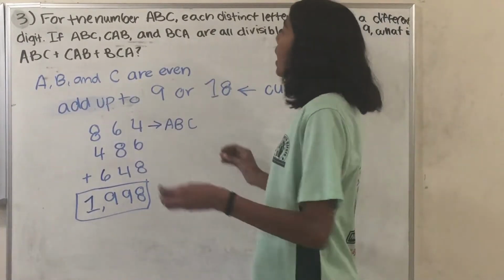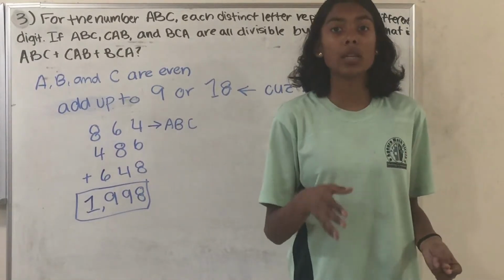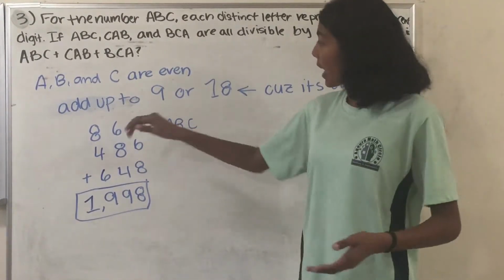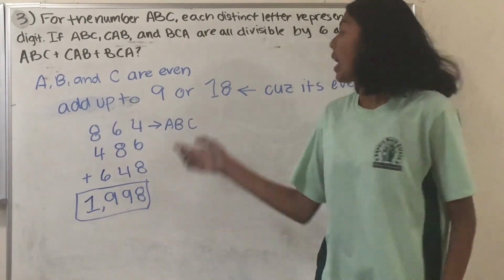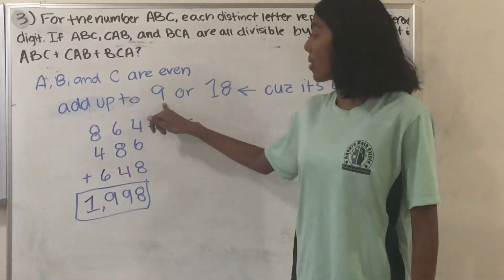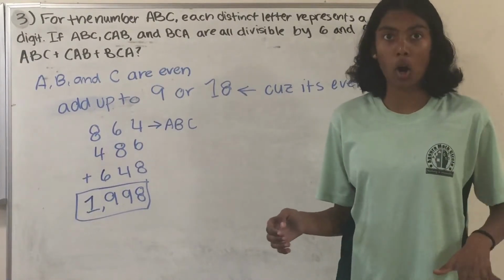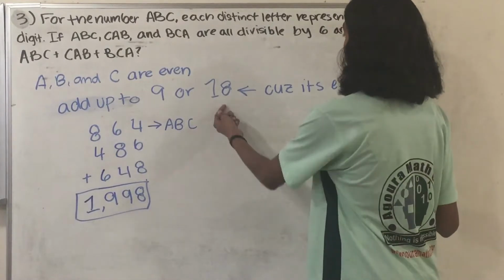So we have that. And then to be divisible by 9, the sum of their digits has to be divisible by 9. So they can either add up to 9 or 18, because any more than that, they won't be able to reach it. And they have to add up to 18 because they're all even. The only way we'd be able to get to 9 is if 2 are even and 1 is odd, or all of them are odd. But our sum has to be 18.